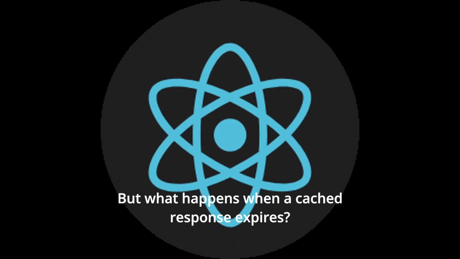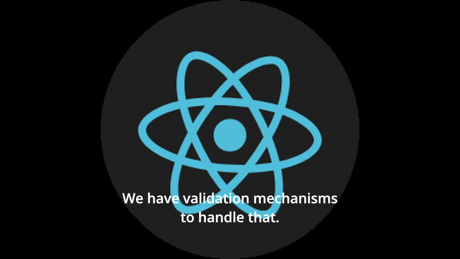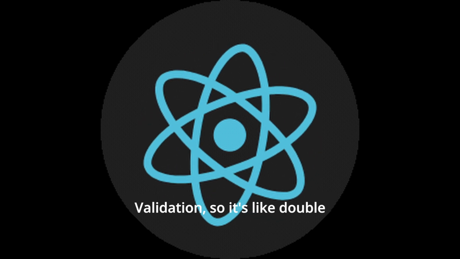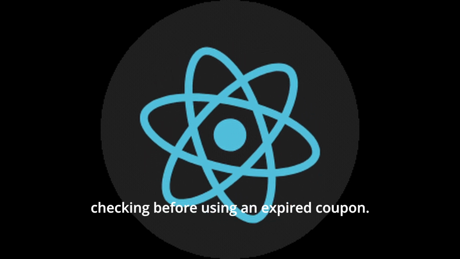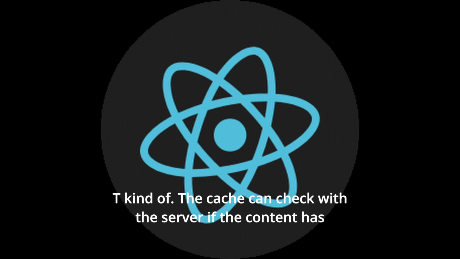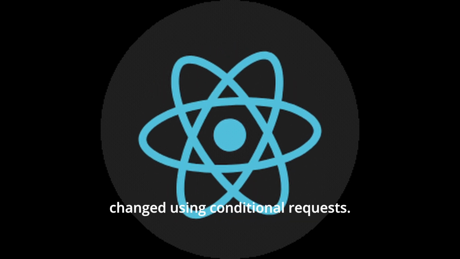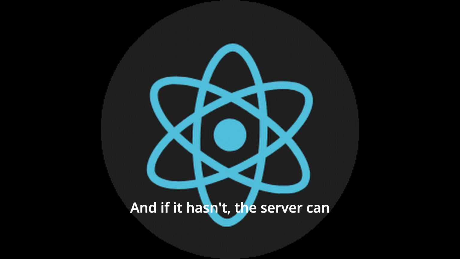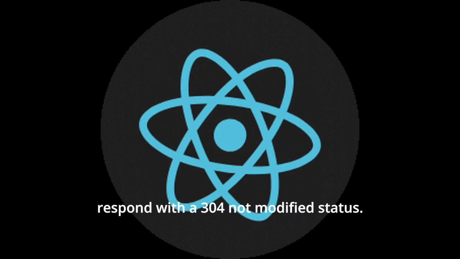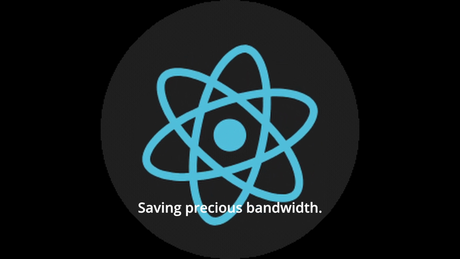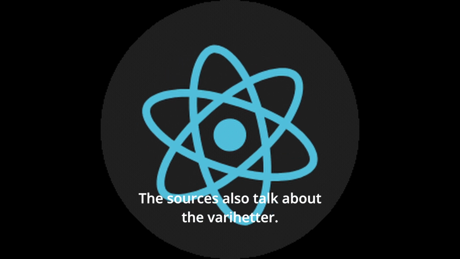But what happens when a cached response expires? We have validation mechanisms to handle that. Validation, so it's like double checking before using an expired coupon. Kinda. The cache can check with the server if the content has changed using conditional requests. And if it hasn't, the server can respond with a 304 not modified status. Saving precious bandwidth. The sources also talk about the vary header.